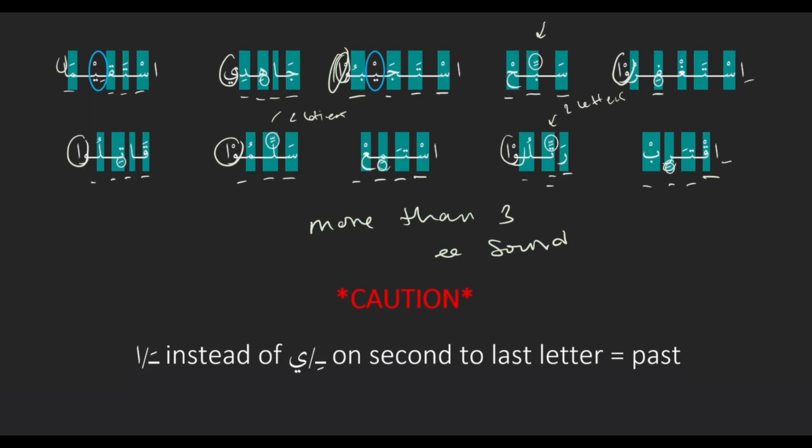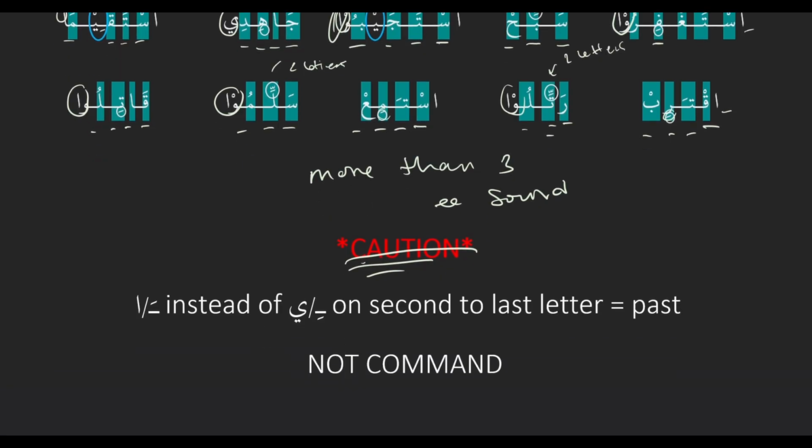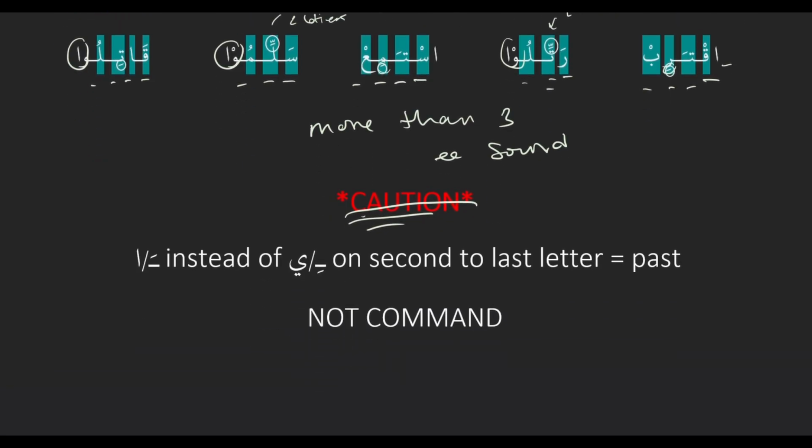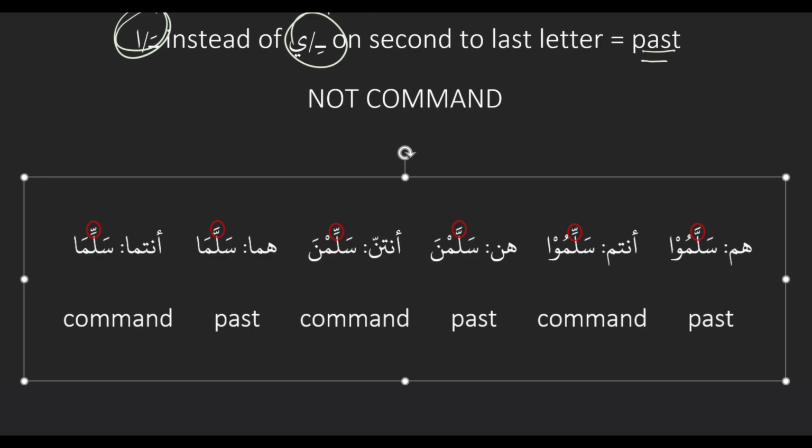I have a little caution for you here. It's really important. Remember how we said that you have to meet both conditions? More than 3 letters and an E sound on the second to last letter. That E sound is really important because it makes a difference in the meaning. If you have an A sound on the second to last letter instead of an E sound, it's not a command. Actually, it becomes a past tense. Oh, so that one sound makes a big difference.